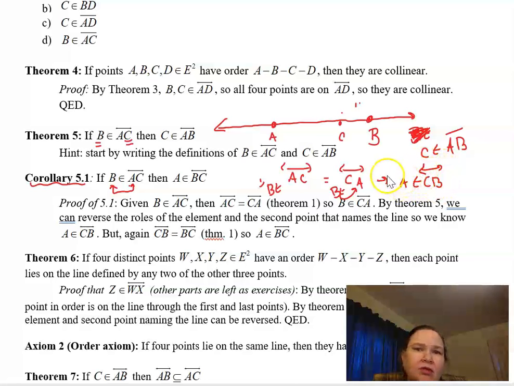So I can't use theorem 5 when A is the first letter, but if I use theorem 1 to switch the order, then I can use theorem 5 to switch A and B. And of course I can use theorem 1 to switch this back to being BC.